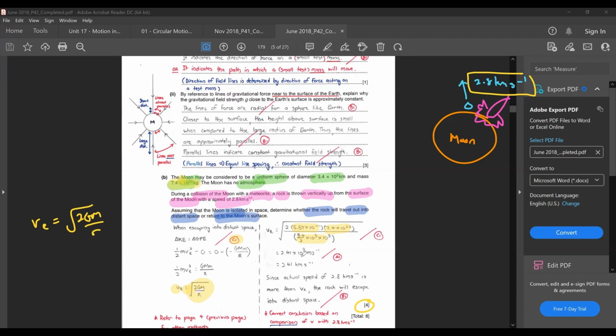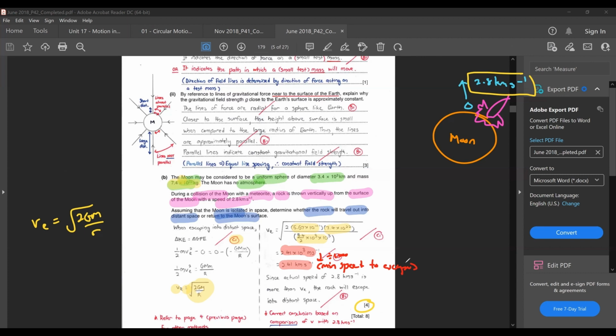Eventually, you get the answer as 2.41 times 10 power 3 meter per second, but change it to kilometer. Meter change to kilometer, divide by 1,000. So eventually, you will get 2.41 kilometer per second. This is your escape speed. The minimum speed to escape all the way into infinity.